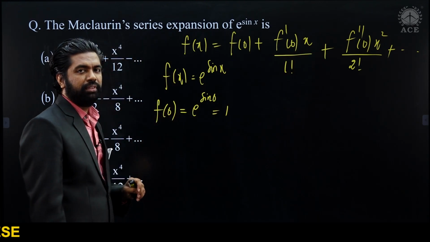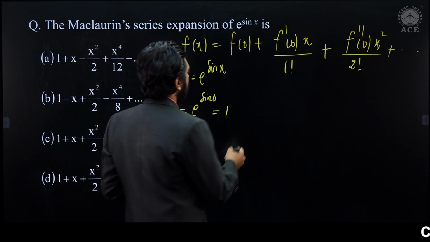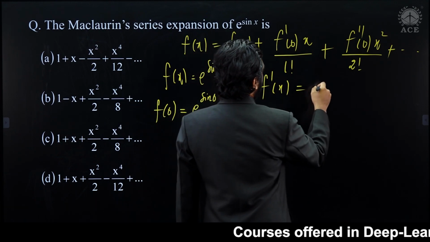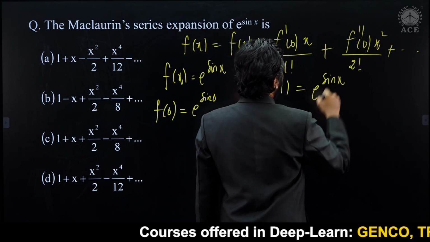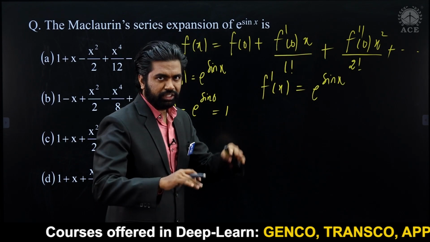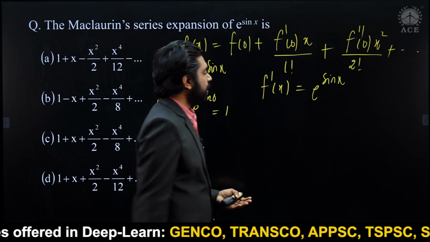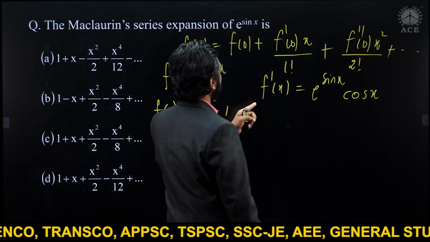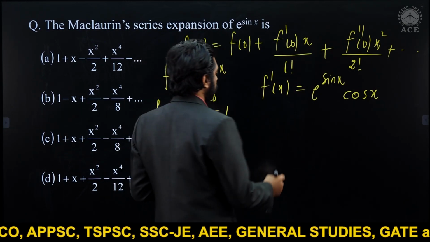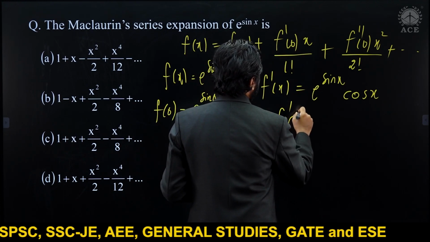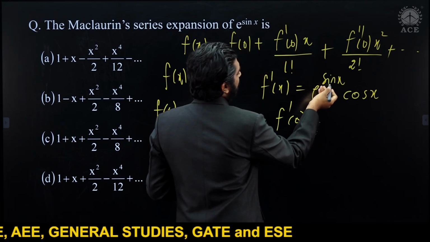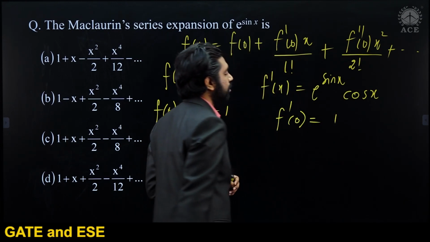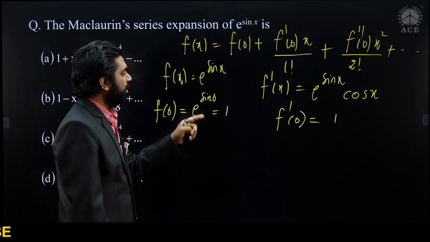Let's put this aside and find f dash of x. That is e power sin x into the derivative of sin x, that is cos x. I need its value at x equal to 0. So what is f dash of 0? E power sin 0 is e power 0, which is 1, and cos 0 is 1, so f dash of 0 is also 1.